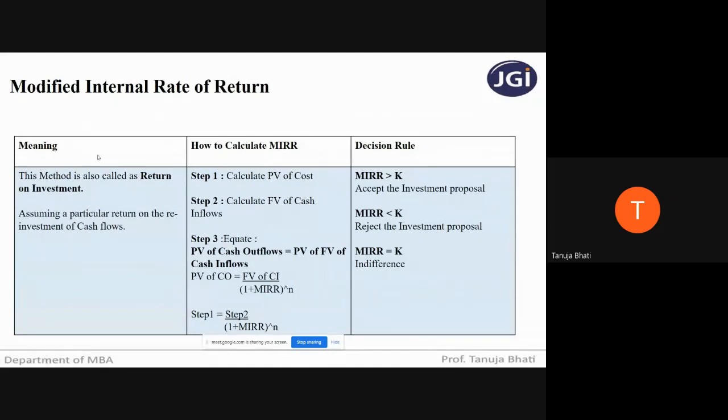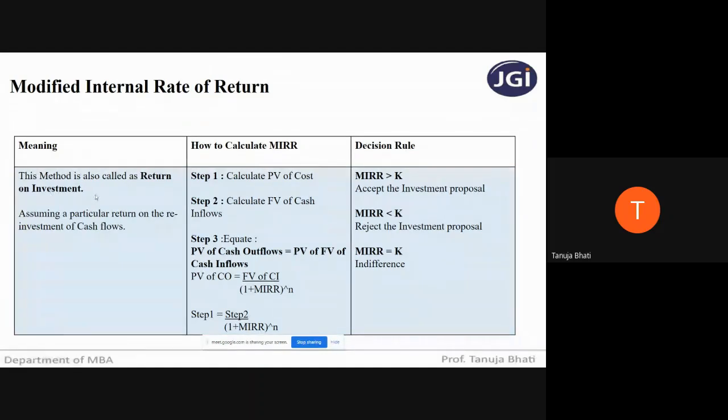Next, moving ahead, the next technique is modified internal rate of return. Now, what is modified internal rate of return? We have seen internal rate of return. Now, what is this modified internal rate of return? See, many financial managers found certain defects in the internal rate of return. So they came up with a new technique, that is modified internal rate of return.